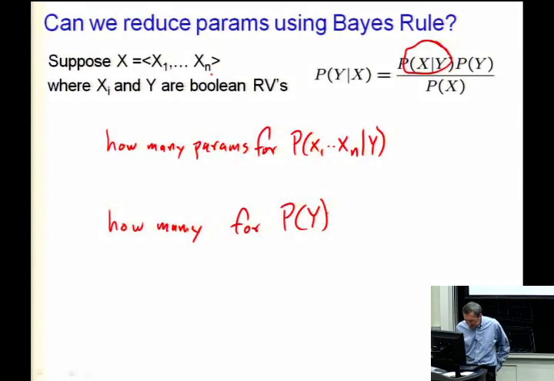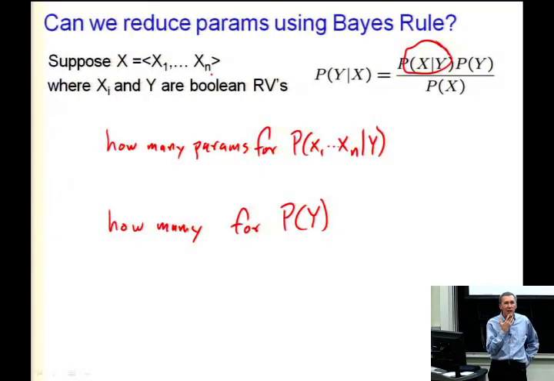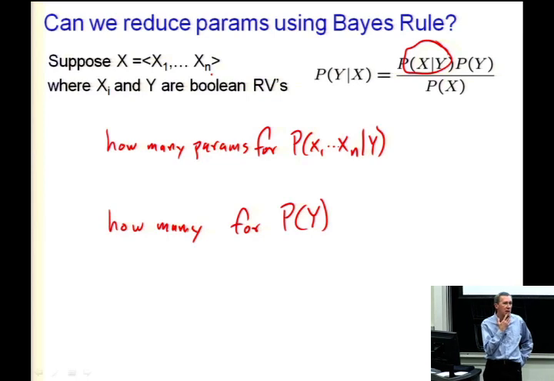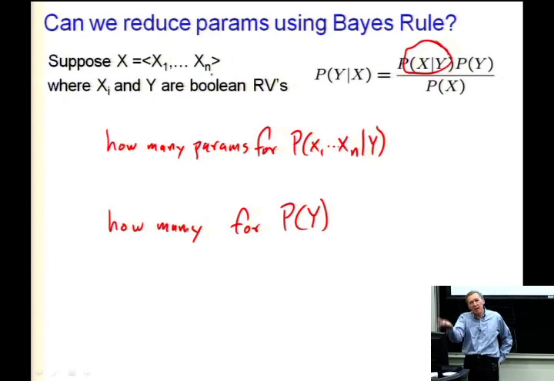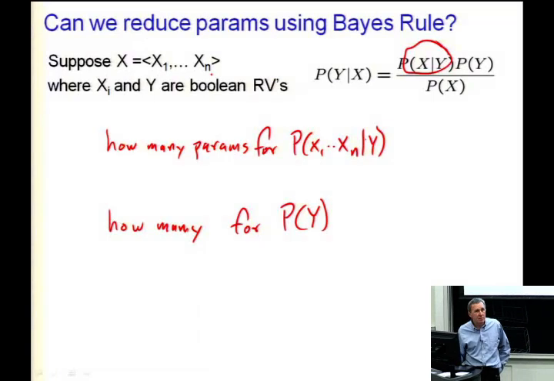So let's take this first one. How many would we need for this? Now, y, of course, can take on two values, and each of these x's can take on two values. So how many parameters do we need? Let's start by thinking of y as 0 or 1. Let's suppose, just for the case where y equals 1, how many of these do we need? 2 to the n.